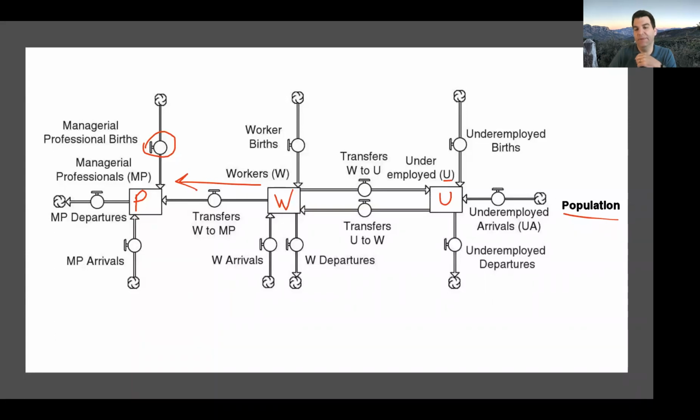And ultimately, anyone who's just entering the work population starts out as underemployed. So there is a process here where you can get direct arrivals or births of unemployed who potentially can make it all the way up to managerial professionals. You can get some churn between unemployed and workforce, and then you can also get those who just arrive in each one of these categories independently.